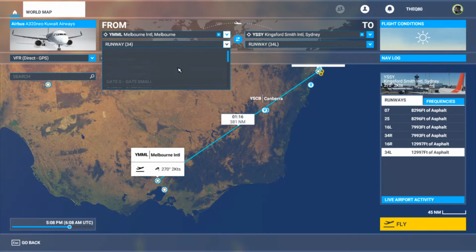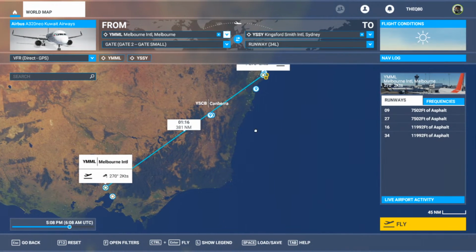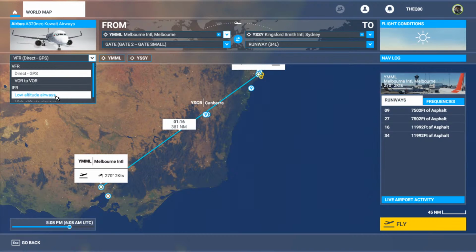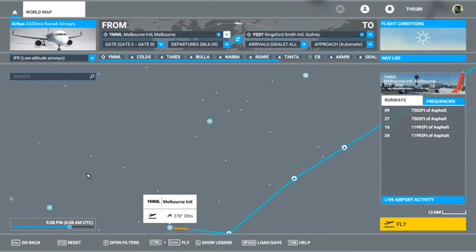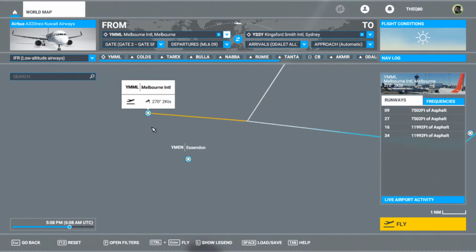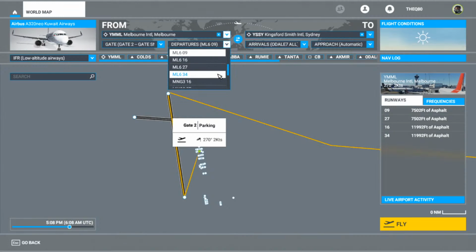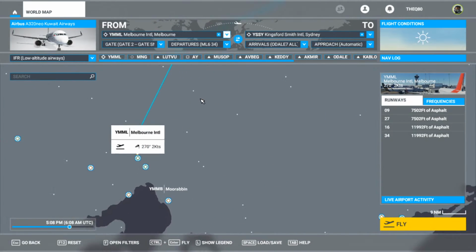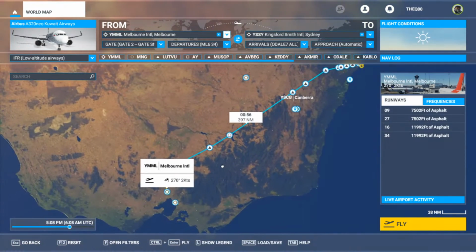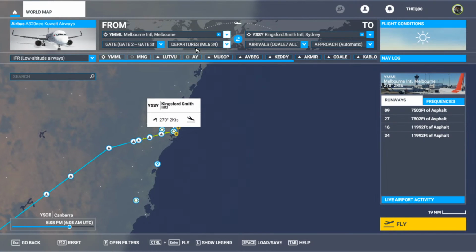We'll go to a small gate. Say gate 2. And let's make it low altitude airways. That's not bad. And we gotta take off. Let's see, we're gonna take off from runway 34. We're gonna take out this way. Let's take a look at our. Okay. Okay, that's not bad. So that's 34.